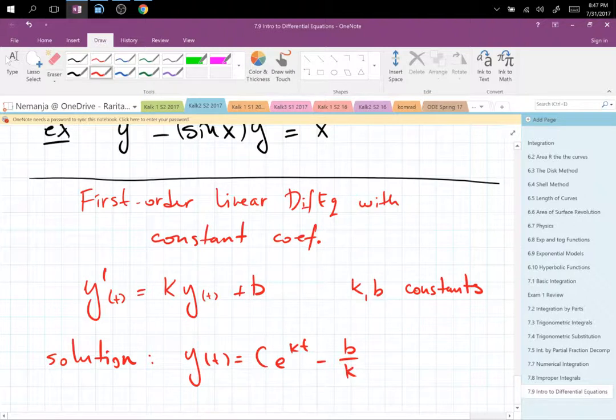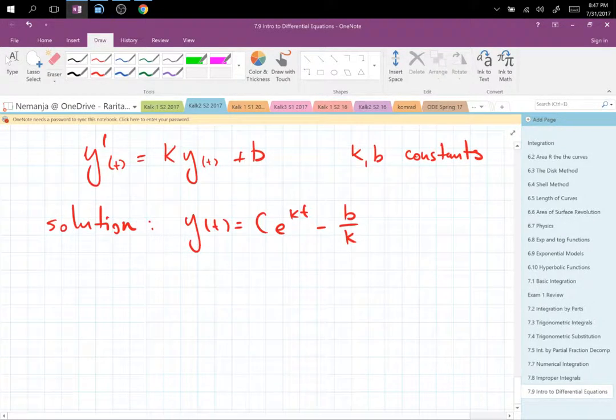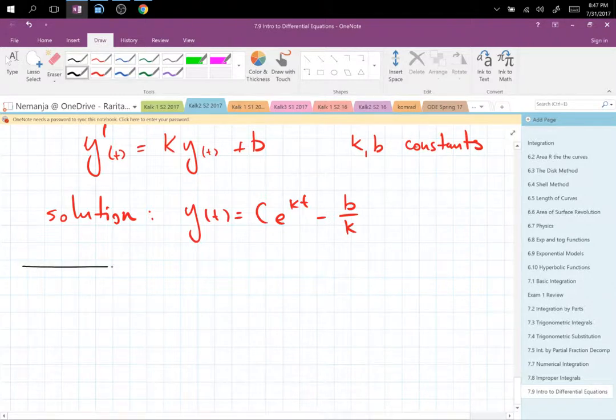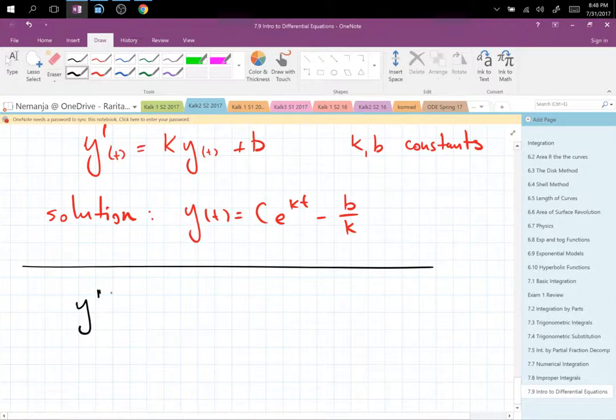Now, you might be tempted to memorize this, but every single problem in there can be solved by separation of variables. So you don't really have to memorize this, but you can. So I'm going to work an example. I'm just going to make up y prime is equal to 3y minus 8.